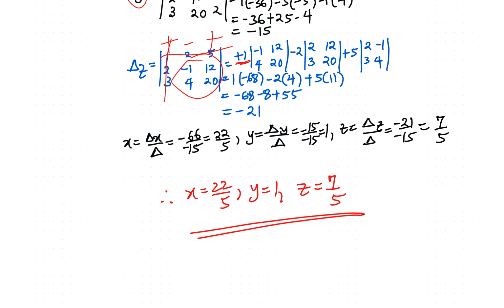And then you have the next thing to be minus 2, which you have here. Cross the column, cross the row. You have 2, 12, 3, 20 right here. Okay. So next you have plus 5. You have plus 5. That's what you have here. And then cross the plus 5, cross the column, cross the row. You have 2 minus 1, 3, 4. And that is what you have right there.